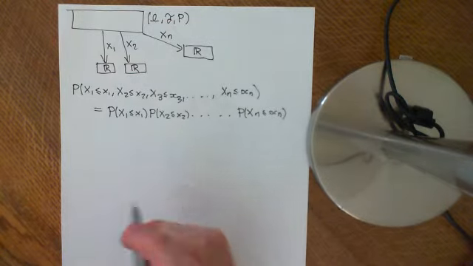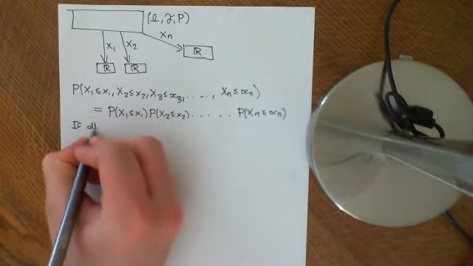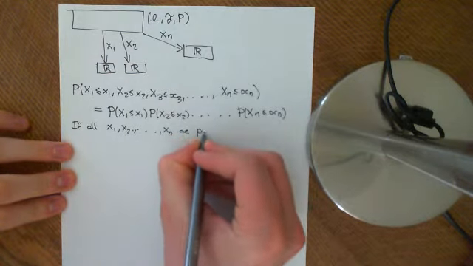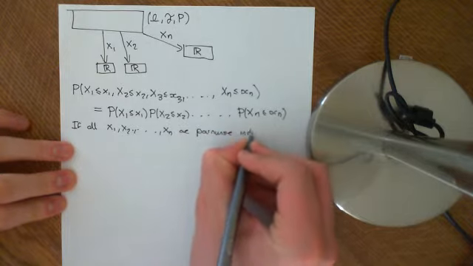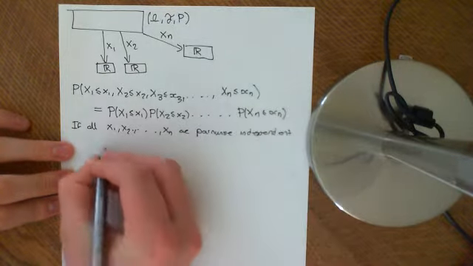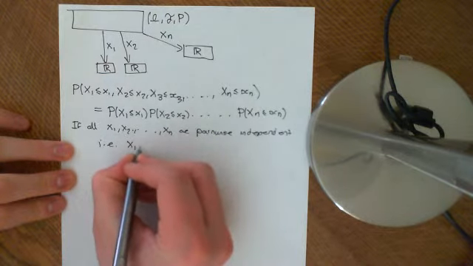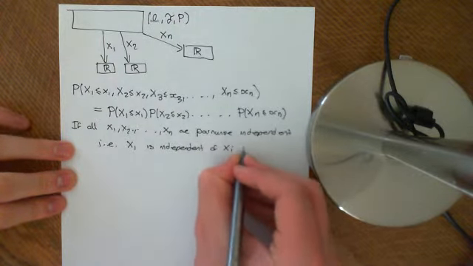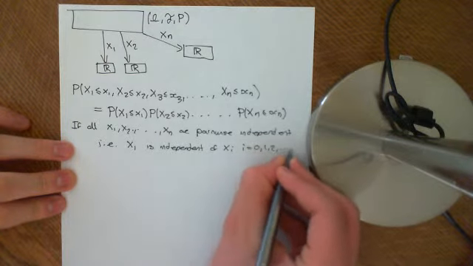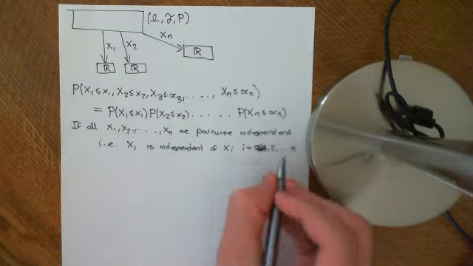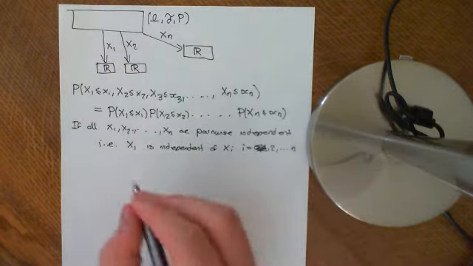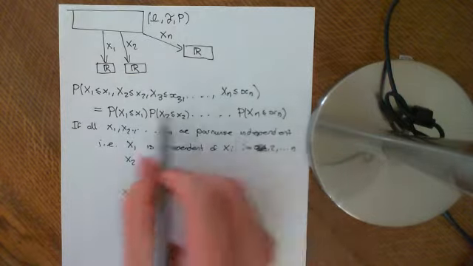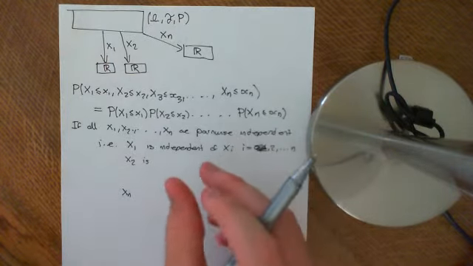And similarly with the case of the discrete independence, suppose all of x1, x2, all the way up to xn are pairwise independent, i.e. x1 is independent of xi, for i equal to 2 up to n. Obviously, we don't need to make it independent to itself. And x2 is independent of all the others, all the way up to xn is independent of all the others. So basically, pick any two, and whichever two you pick, they are independent.